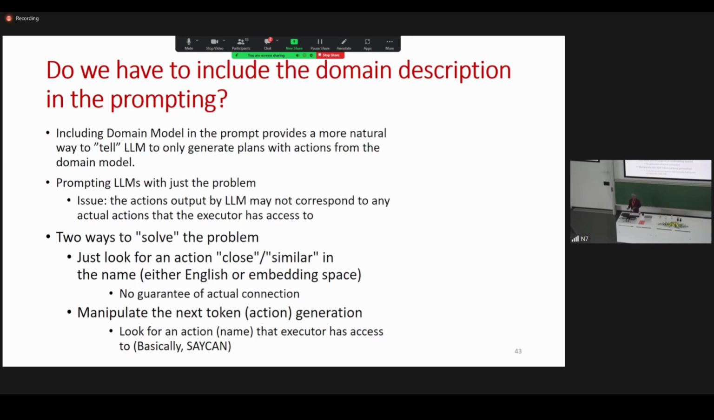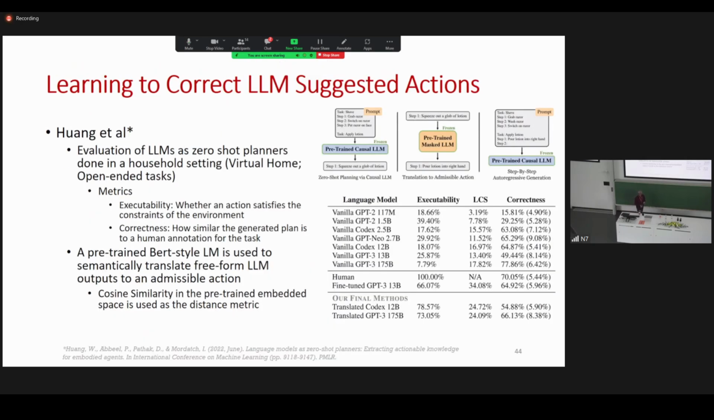That's actually unnecessary, it turns out. If you want to constrain its actions, just give the domain model. That's a much more natural thing to do. And so this is a paper in PMLR, which is a pretty prestigious place, which essentially looks at LLMs as zero-shot planners and tries to make sense of the plans they generate by comparing the action names to the actual action names in some space, either direct syntactic space or the embedding space. Doesn't make too much sense, but there's a paper in PMLR.